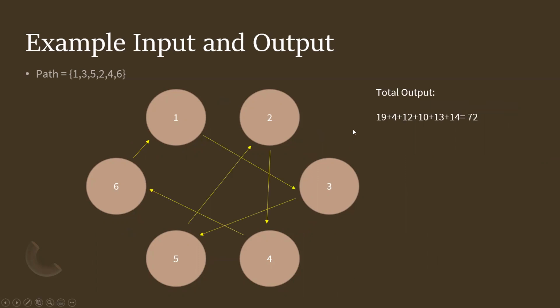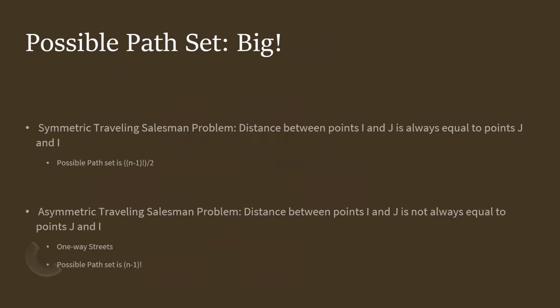Another example here is 1, 3, 5, 2, 4, 6. And this one's going to have a different output. It looks a bit more complicated, but it isn't actually all that much more distance. So it's important to check, and in order to find the optimal solution, it would require us to go through an exhaustive search method or brute force.